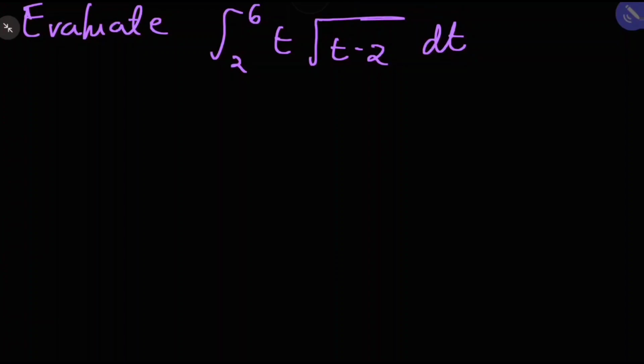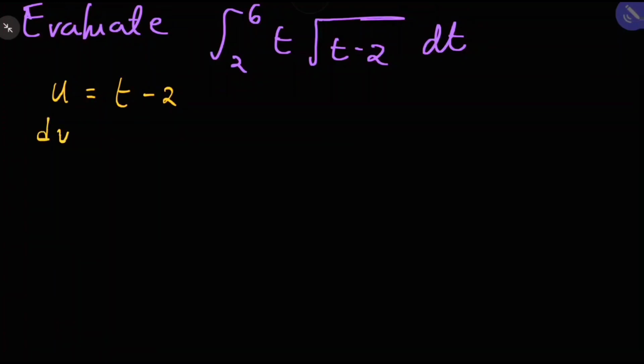So right now we are going to look at how to solve this question. We want to find the definite integral from 6 to 2 of t root t minus 2 dt. We're going to be using u substitution for this problem, and the first thing we do is to figure out what expression to use for u. So let's say that u equals t minus 2.